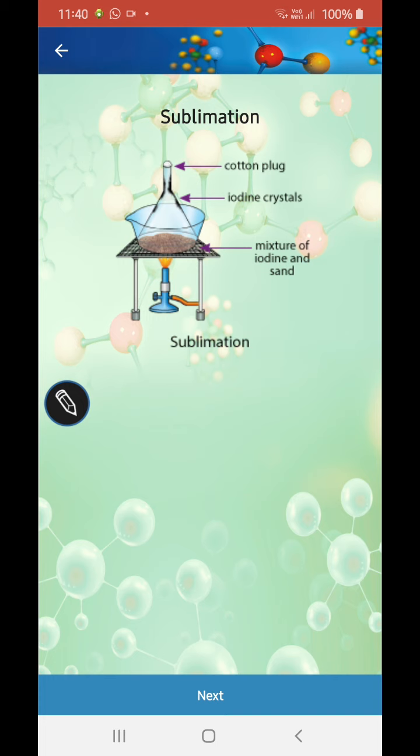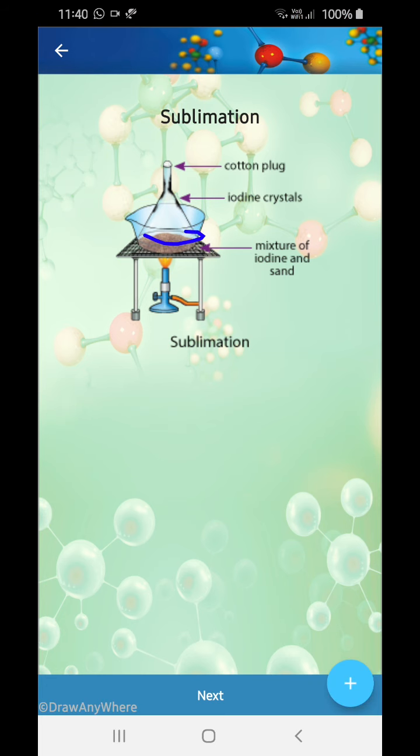Sublimation. You heat iodine crystal. Okay, a mixture of iodine and sand. Sand will remain over here while iodine will sublimate. Iodine will form in the cooler parts of the conical flask. Iodine will form. Okay, so you get both of them.